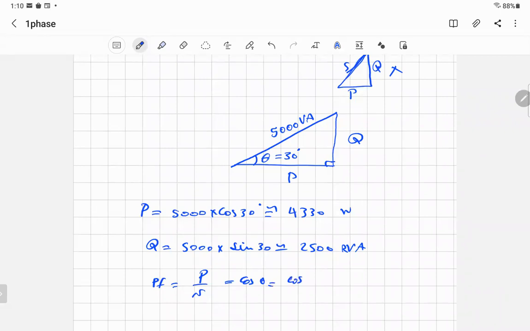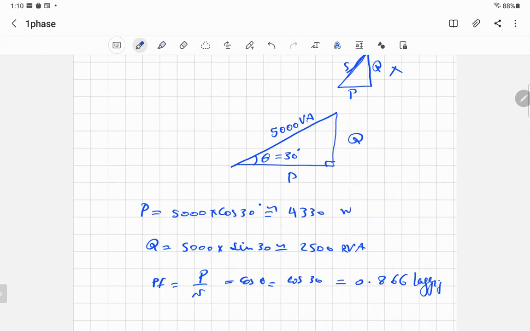So I would say cosine 30. So cosine 30 is equal to 0.866. And it's not enough to say 0.866; you say 0.866 lagging. Power factor doesn't have a unit, but it's either lagging or leading. You may ask, how do you know it's lagging? So we use positive.